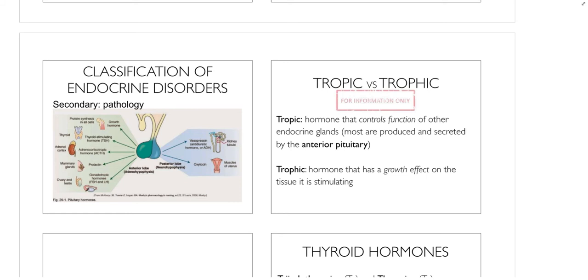Okay, and then a trophic hormone is the hormone that actually produces a growth effect in the end tissue that we want to affect. So, for example, TSH, thyroid stimulating hormone, gets released from the anterior lobe, and then it affects the thyroid, which results in the thyroid releasing T3 and T4. T3 and T4 are not going to result in more hormones being released. They're going to go and directly affect individual tissues. And that's what makes them trophic hormones.